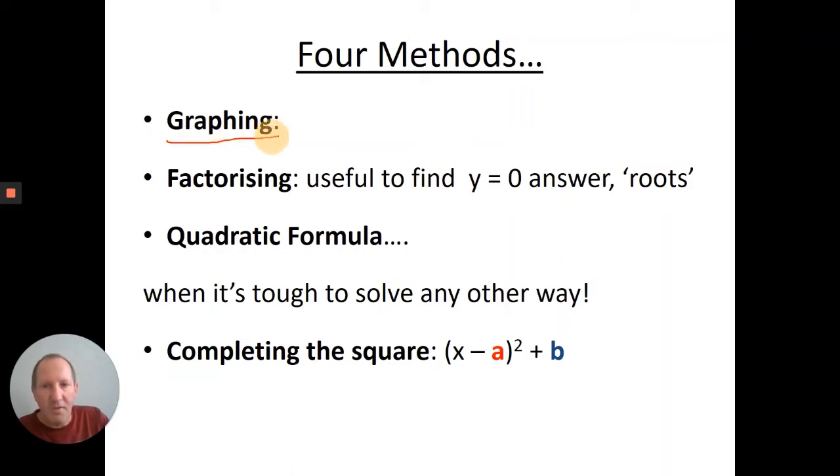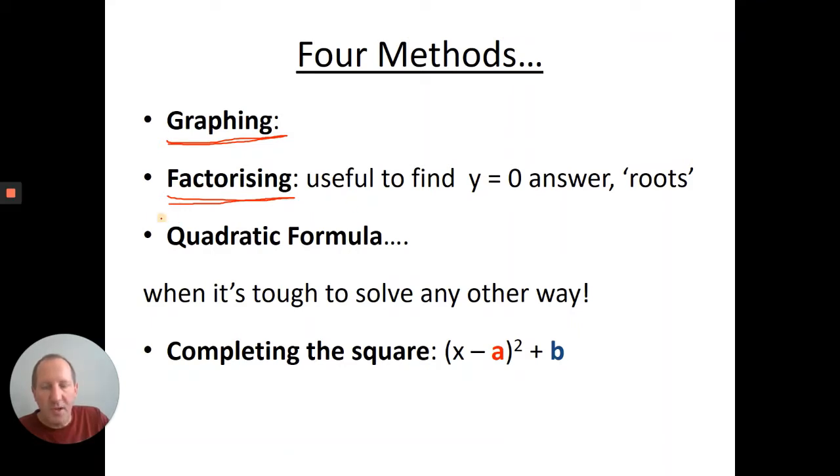We'll start with graphing, because that's very similar to the linear equations we looked at previously. Then move on to factorising, which is putting them into 2 brackets. That's very useful when you want to find the answer for when the equation is equal to 0. So it's called roots, which you'll see more of in chapter 14.